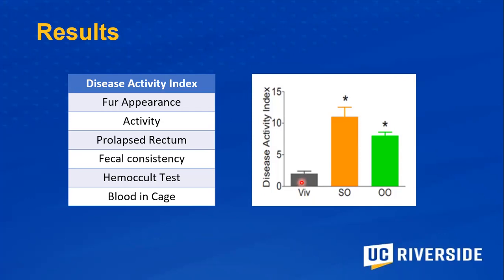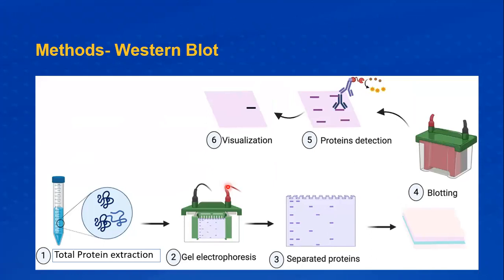So that shows that definitely these high fat diets are causing colitis when they are exposed to dextran sulfate sodium. All right, so the next part of my project was to be using a Western blot. A Western blot is mainly used to quantify and to see what proteins are present in a sample.